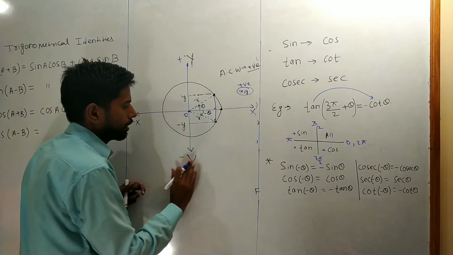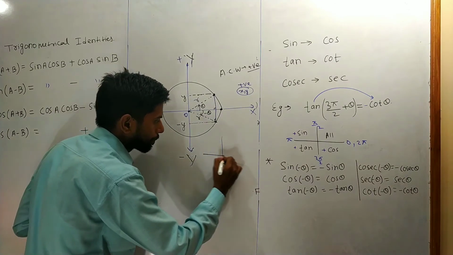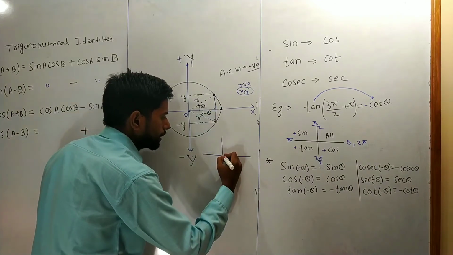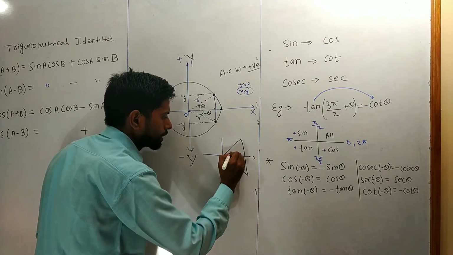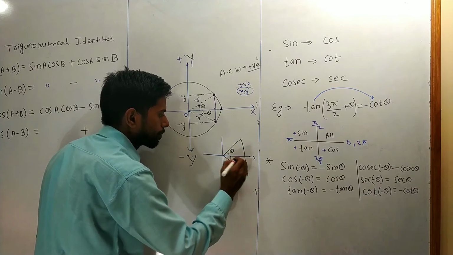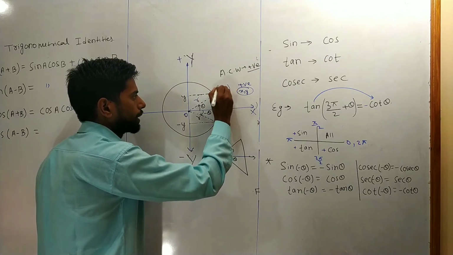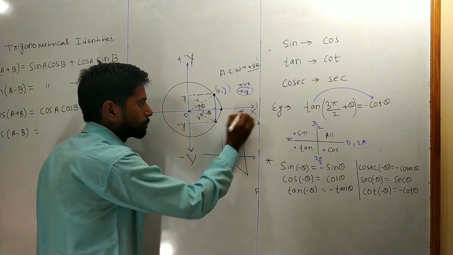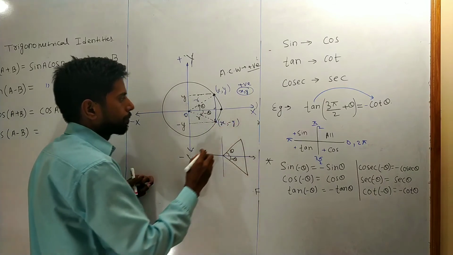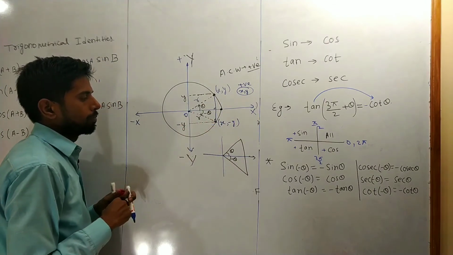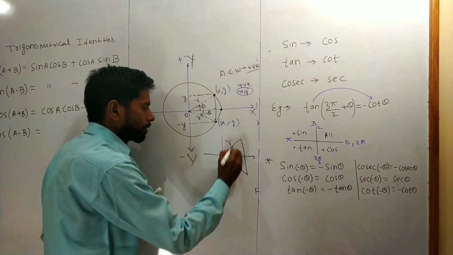If I make a clearer view of this, we can draw it again in this way. This is plus theta, this is minus theta. What is the coordinate of this point? The coordinate of this point is x comma y. What is the coordinate of this other point? x is positive but y is negative, that's why minus y. And both have the same hypotenuse value, that is r.